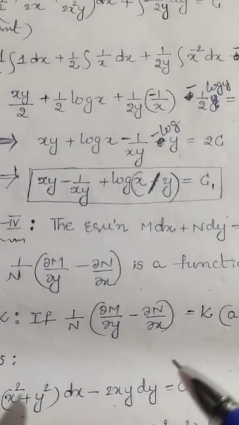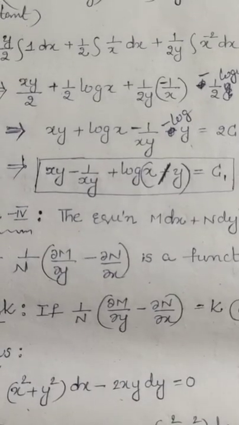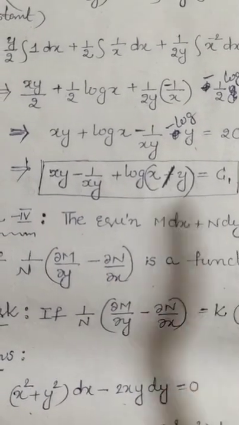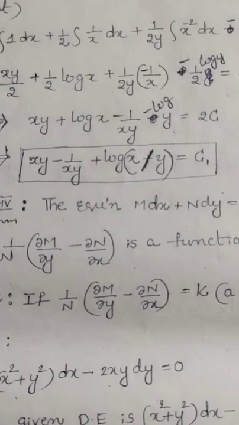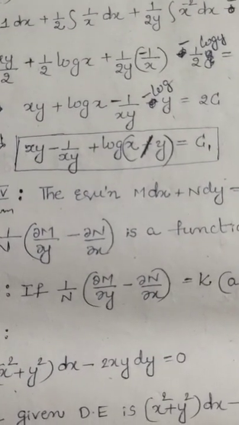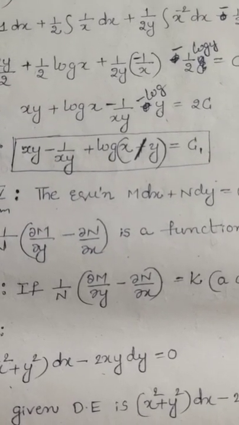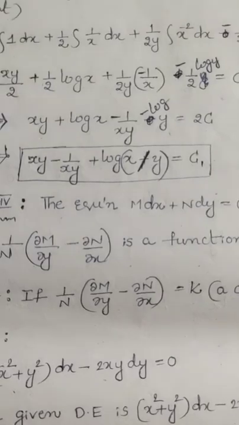So this is method 3 of integrating factors. In tomorrow's class we will discuss method 4 of integrating factors. There are a total of 6 methods, and we have completed 3 methods.